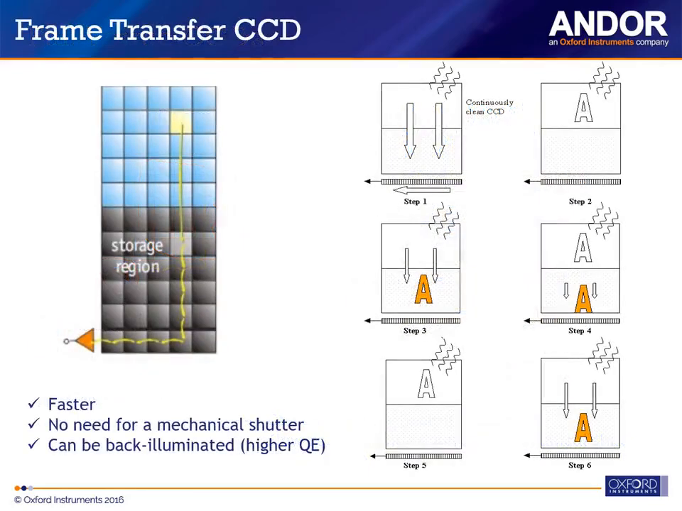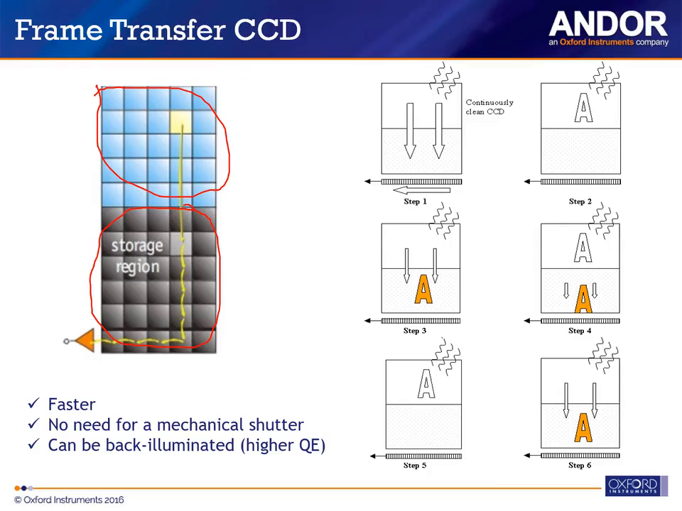So let's consider now the frame transfer CCD. So fundamentally, it's really quite similar to what I just described for full frame, except it has the addition of this fully masked light shielded storage region. So this is really a mirror image of this active area here, except it has a mask shield. These pixels are shielded from light.